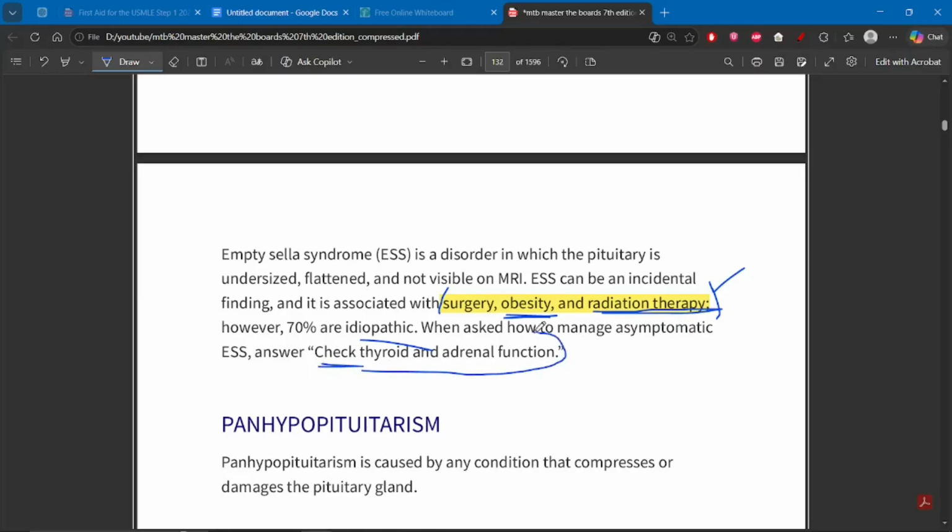When asked how to manage asymptomatic empty sella syndrome, the answer is to check thyroid and adrenal function. Of course, if the patient is asymptomatic, you can't really do anything, and you shouldn't do anything. You don't want to overtreat the patient. However, to rule out any problem that is at this point subclinical and has the potential to turn into a clinical problem, we need to rule out any thyroid or adrenal pathology. We need to check that they are working properly, because if they get affected, it might prove to be fatal for the patient.